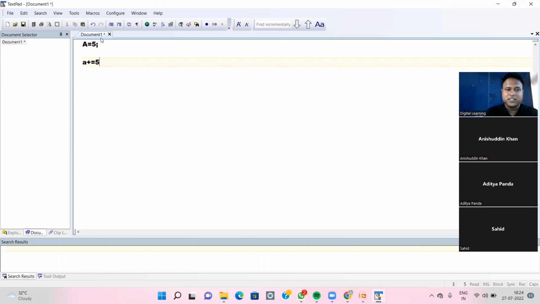If a is a variable, then I store the 5 in it. That is simple. The other one is a complex assignment operator. Complex means a is equals to a plus 5. It is a shorthand notation for a big expression. A is equals to 5 is simple; a plus equals to 5 is a complex assignment operator.